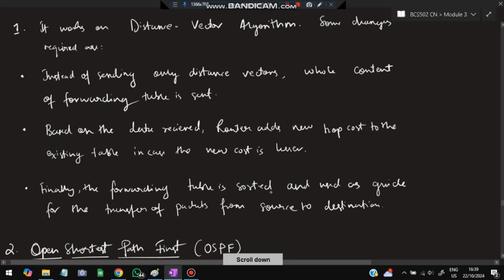Okay, finally, the forwarding table is sorted and is used as a guide to transfer the packets from the source to the destination. Okay, we'll be using the forwarding table every time we have to go from one point to another point. These are the three changes. Rest all the algorithm is same.